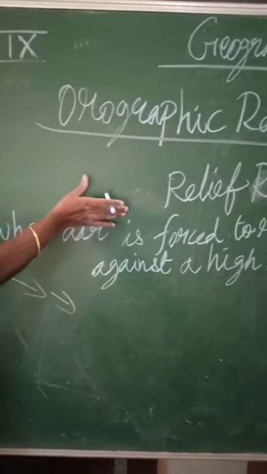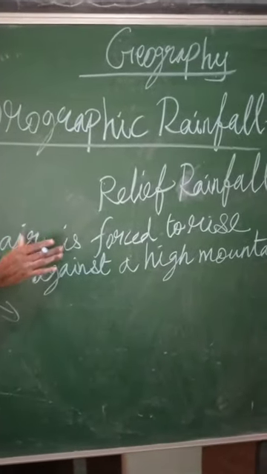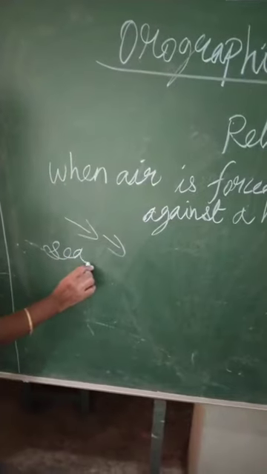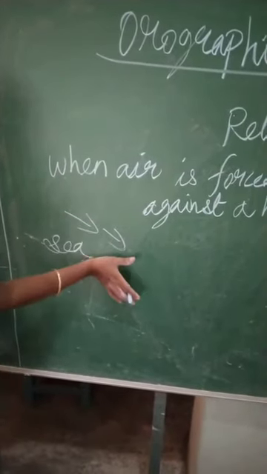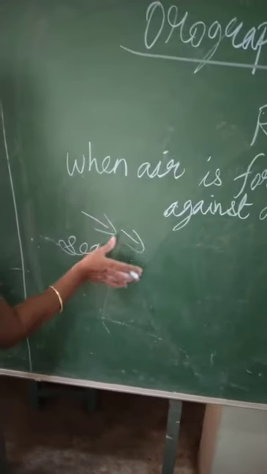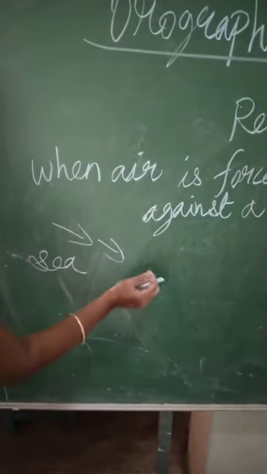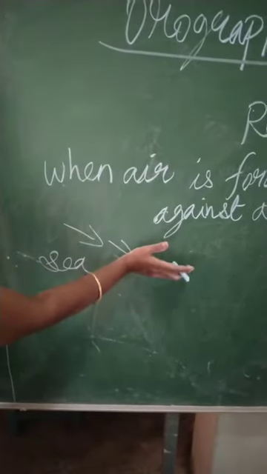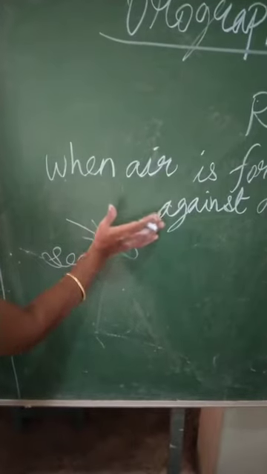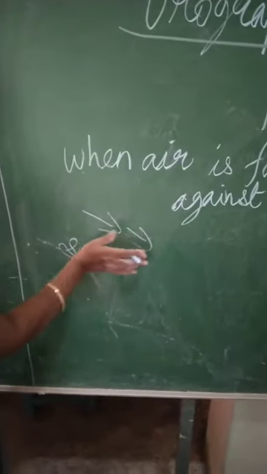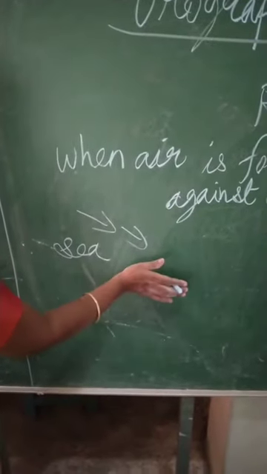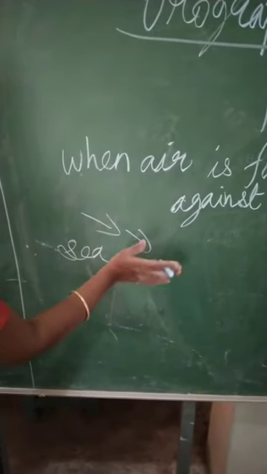Students, it is very simple. In orographic rainfall, the winds that blow from the sea, already you know, contain a lot of moisture. When the moisture-laden winds from the sea strike the hills across their path, the winds become cool, causing heavy rainfall on the windward side. Then these winds descend on the leeward side of the mountain and cause low to no rainfall.